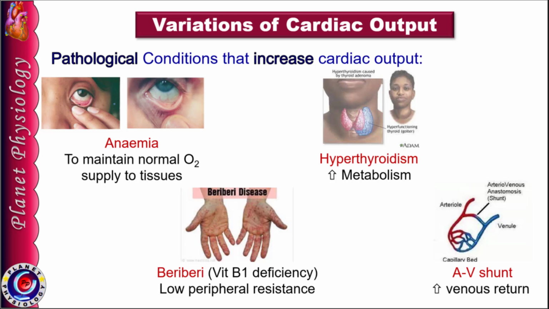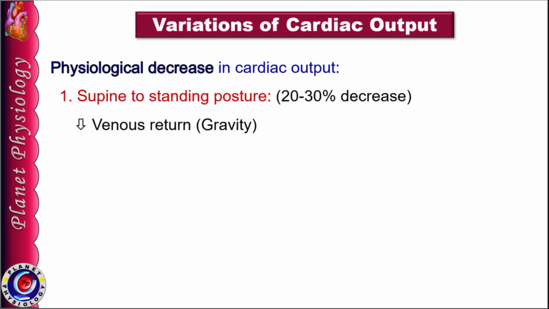Now let us study physiological conditions which decrease cardiac output. First is change in posture from supine to standing. It decreases cardiac output by 20 to 30%. This is momentary change due to decreased venous return because of gravity. Within seconds, it is corrected back to normal by activation of baroreceptor reflex.